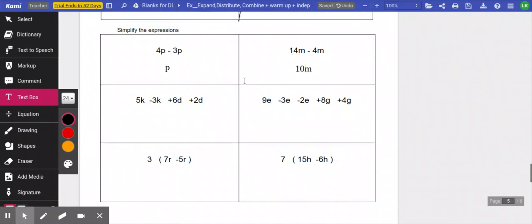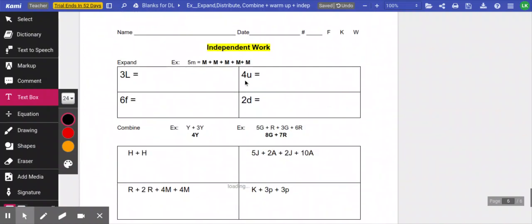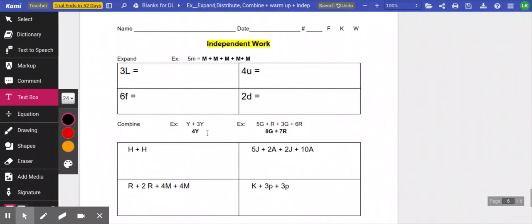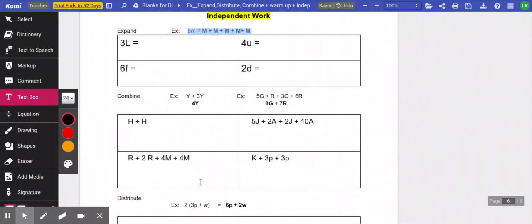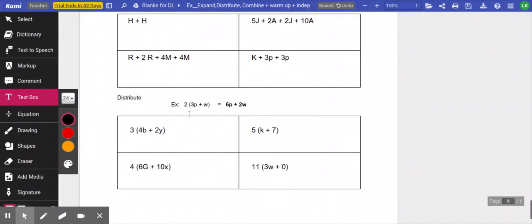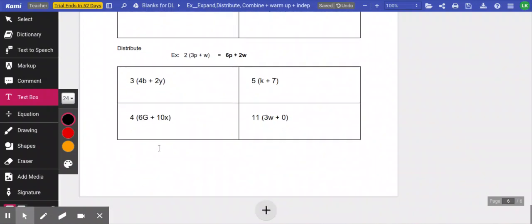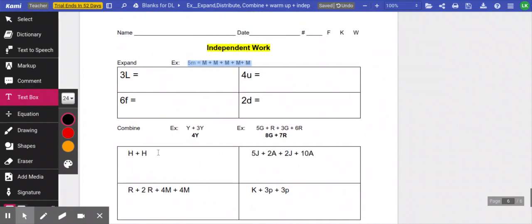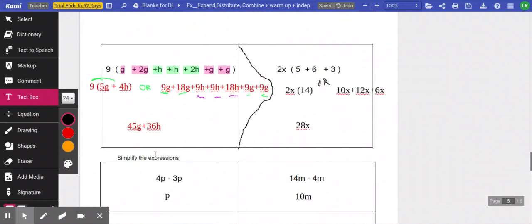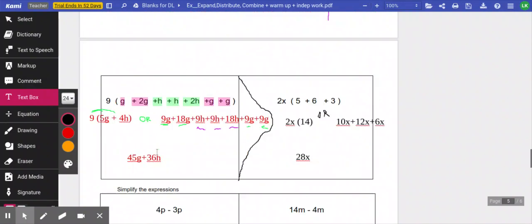All right. So let's scroll down. Here's the independent work. So now it's your turn. Again, expand. Here's an example of it. You have combined like terms. Make sure they have the same variable. Here you're going to use distributive property. All right, so you're going to complete the ones that we did together here in the video.